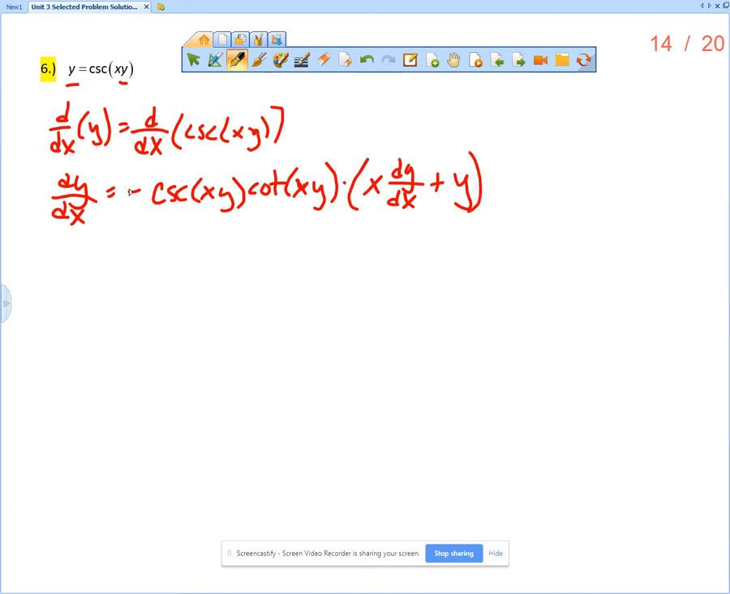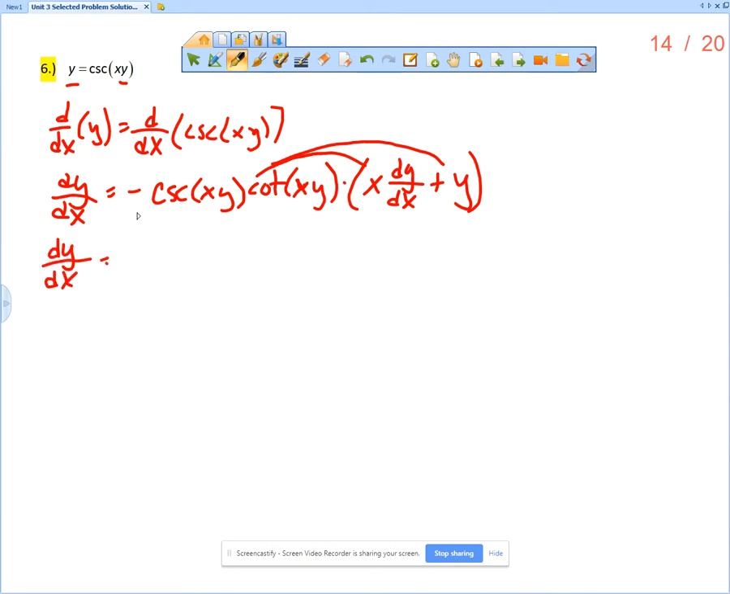Now I have dy/dx on the left side, and I have it over here on the right side. So I actually want to solve for dy/dx by getting the two dy/dx's together. I'm going to distribute that negative cosecant xy, cotangent xy into this x dy/dx plus y. So I get dy/dx on the left side equals.